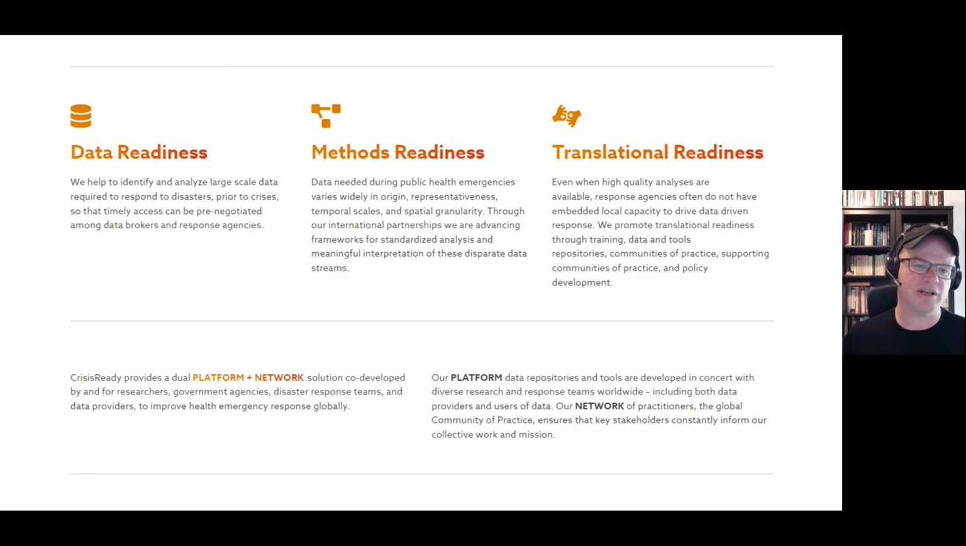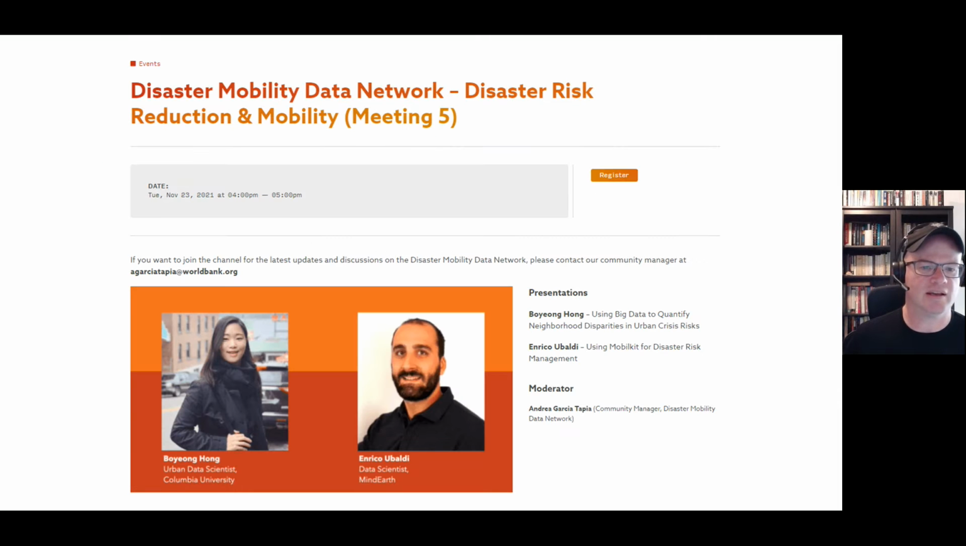And that really is a combination of data readiness, so having those data sets ready to go, pipelines that are activated, methods that enable models to be put together, but really that translational readiness being at the heart of what we need to do, so that we have networks that are capable of responding quickly. And this has turned into a similar type of network called the Disaster Mobility Data Network, which you can find through the website on CrisisReady, and is a partnership with the Global Facility for Disaster Reduction and Recovery through the World Bank. And that is my lightning talk.